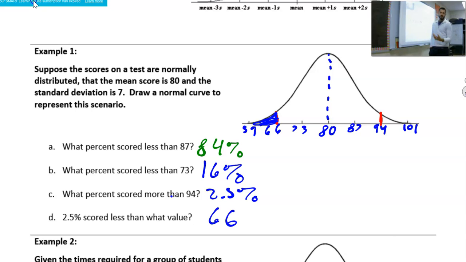And that, in essence, is the empirical rule, both in theory and in practice. I hope this was helpful.